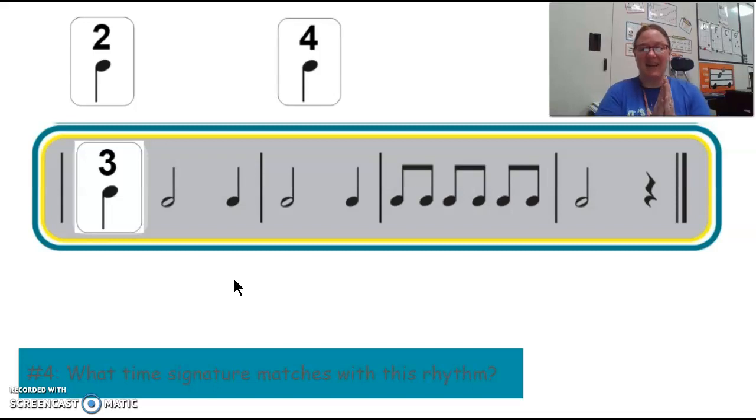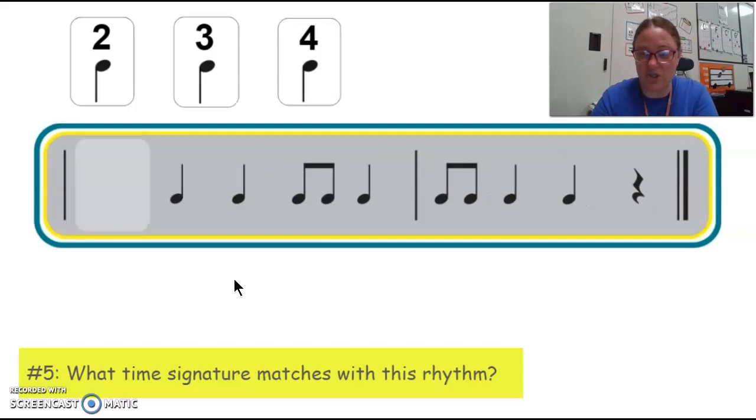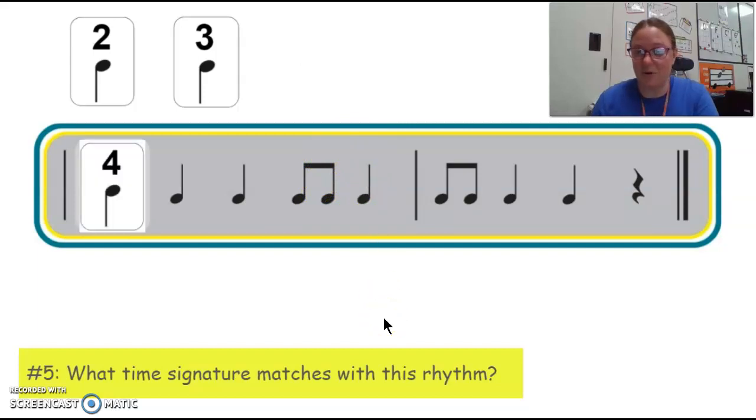Let's clap and say it. Ready, go. Ta, ta, ta, ta, ti, ti, ti, ti, ti, ti, ta. Fantastic. All right, we've got 2 more. Take a look. All right, that first measure I'm seeing 1, 2, 3, 4 beats. So our time signature is 4/4.